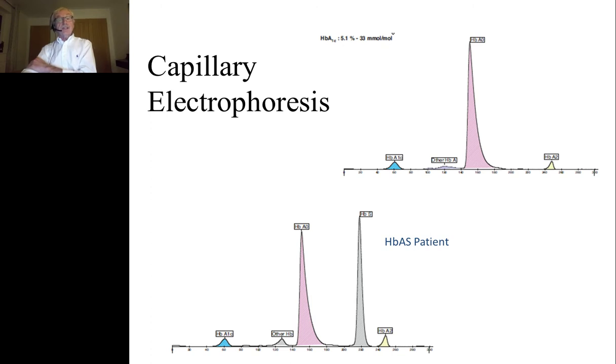Charge separation is also achieved using capillary electrophoresis. This is a slower method, but creates a greater separation in the peaks that you see of hemoglobin A1 and hemoglobin A0. To achieve the throughput required, these capillaries are run in parallel, several at a time.